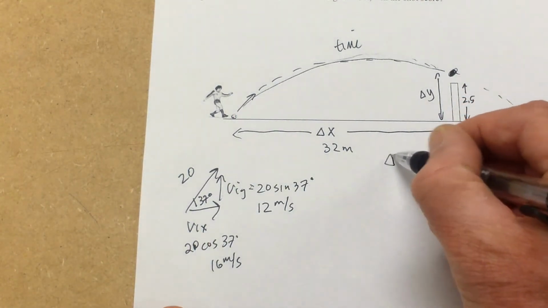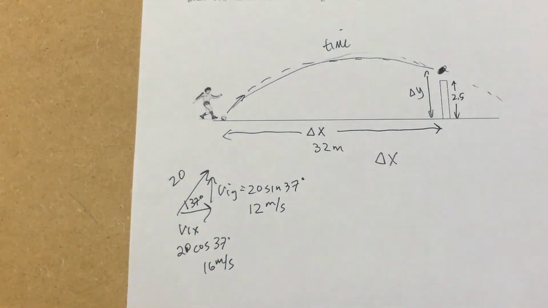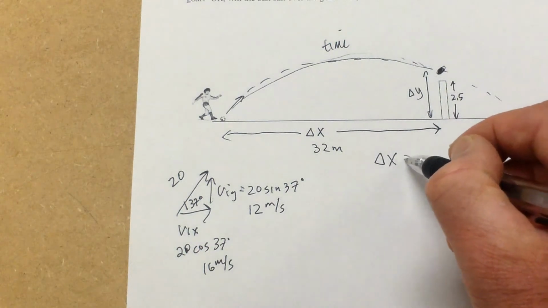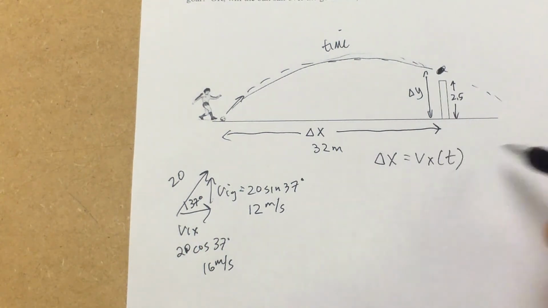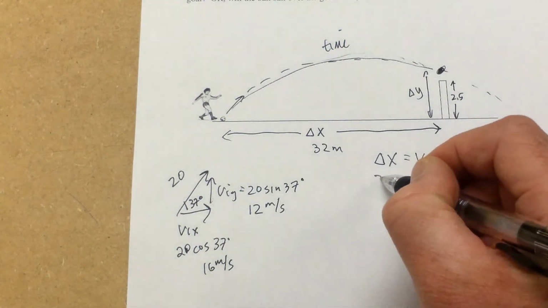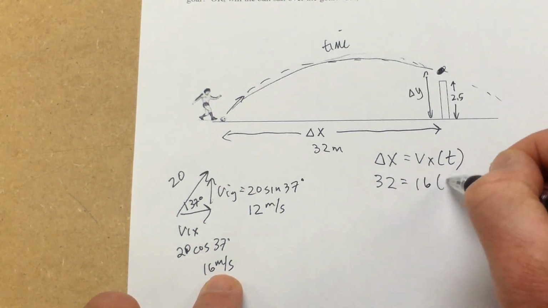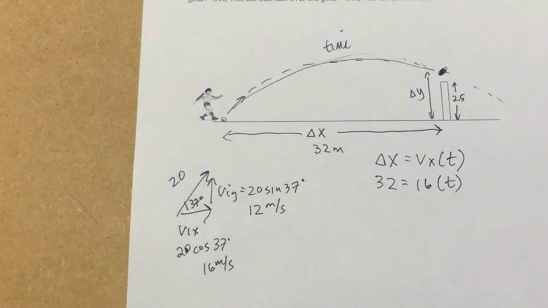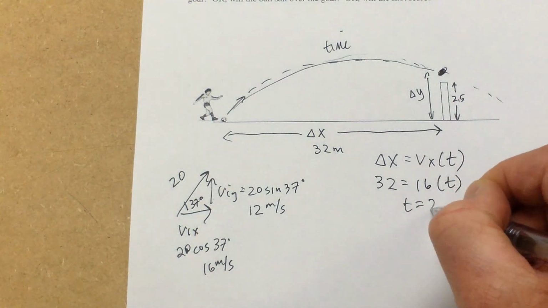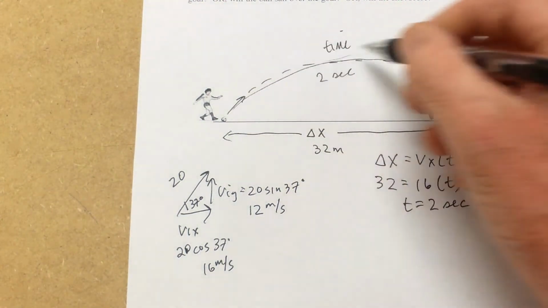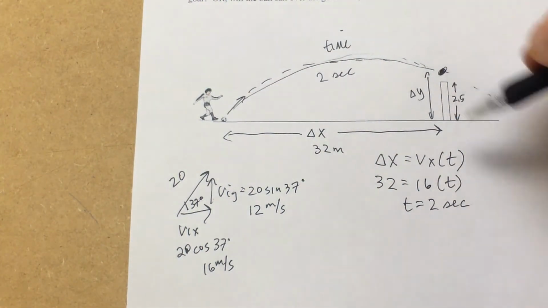So let's actually start off this problem a little bit differently. Let's start off with our delta x equation. We know that's going to be Vx times t. All right? So we know the delta x, and we know this x velocity is 16. Do you see then we can solve this for t? 32 divided by 16 is the time, 2 seconds. Okay? So what we're saying is the ball takes 2 seconds to reach this point here.